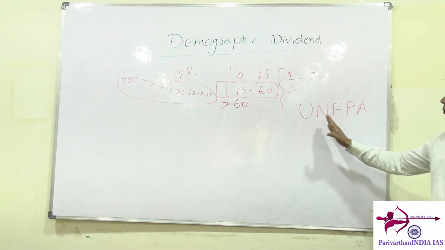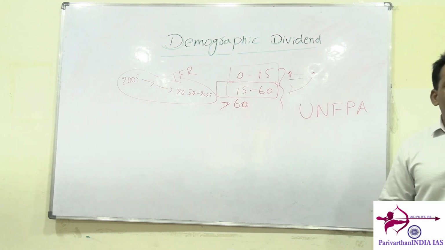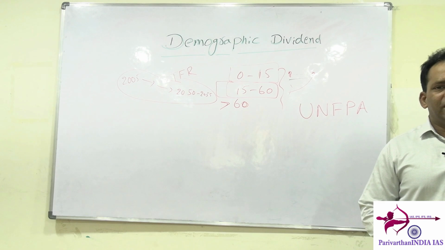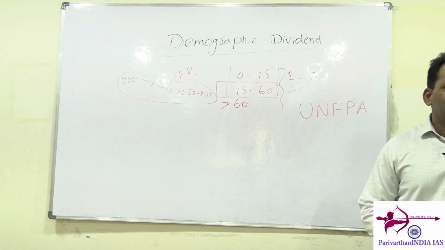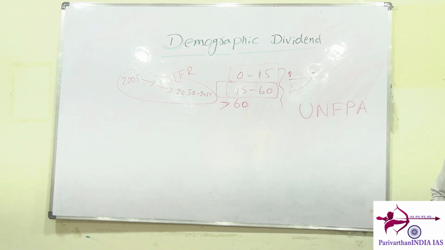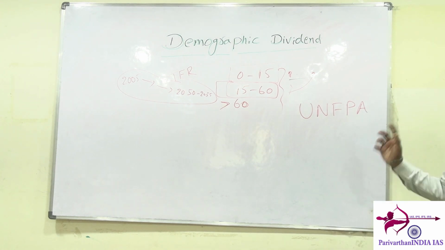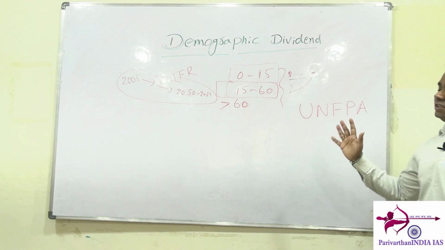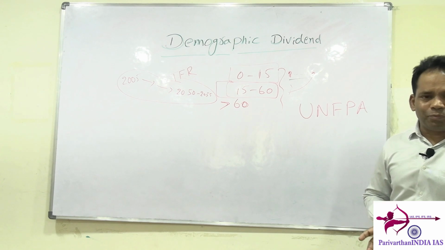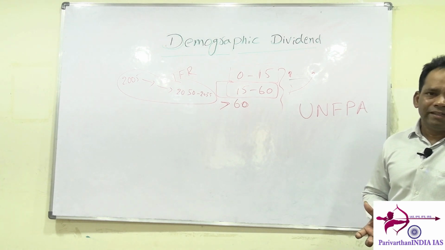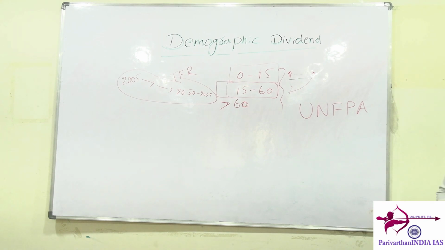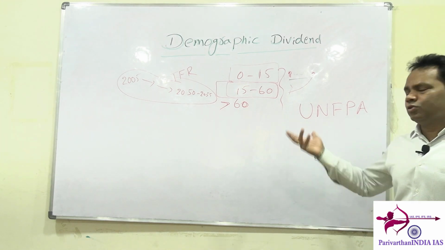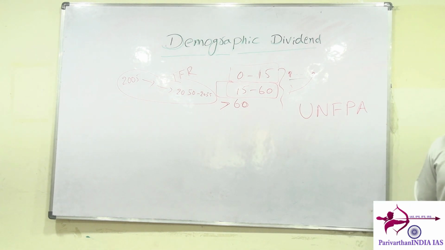Okay? The positive change in the age structure of a country's population in a way to offer enormous opportunities for economic development. This is known as demographic dividend. Demographic dividend is nothing but the positive changes in the age structure of a country's population in a way to enhance the economic potential of that nation or offer huge potential for economic growth. This is known as demographic dividend.